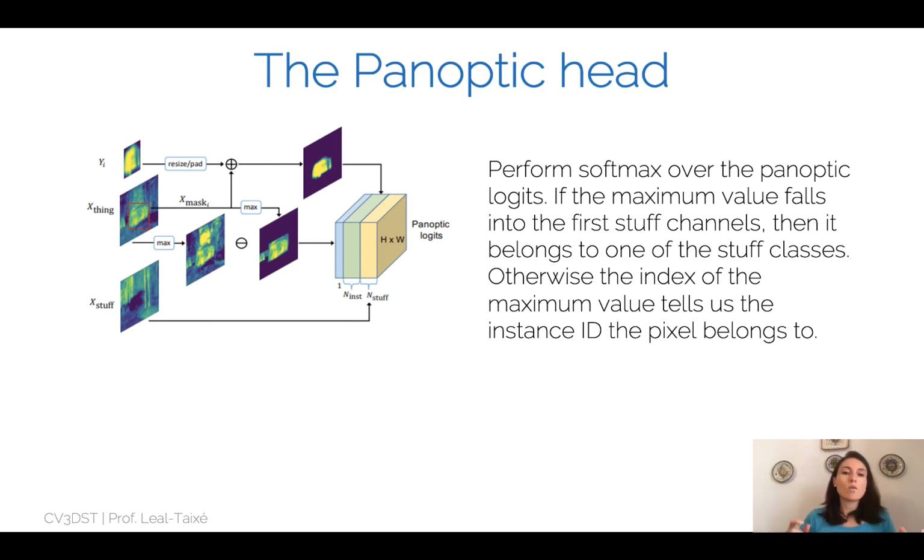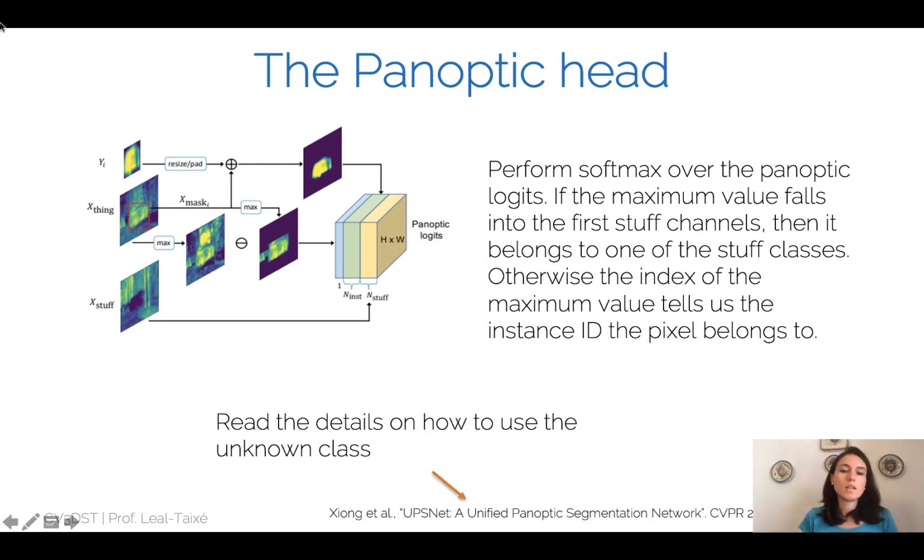And like this, there are no conflicts, because we take the maximum over all the channels, over the instance, over the unknown, and over the stuff. So we have to make a decision between these three. And the last thing that we need to know is how to use this unknown class, this last class, which doesn't belong to instances or to stuff. This is something that I would recommend you read, to see how exactly it works and the details on how to use this unknown class, in the CVPR 2019 paper.